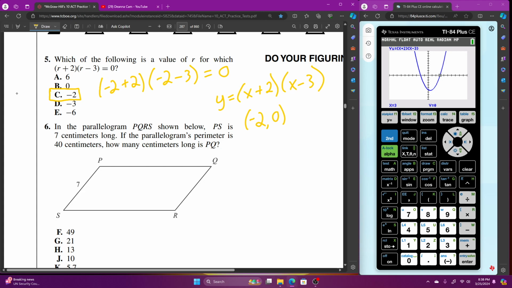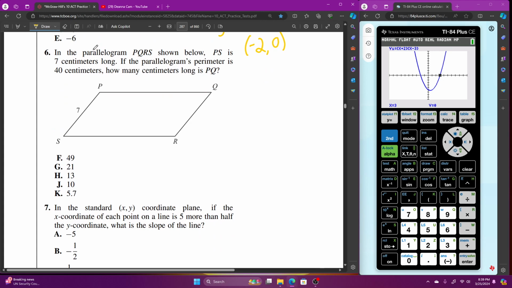So if you're trying to solve it the algebra way and plug in and you just get nervous while you're testing and you're not sure what to put in, go ahead and use your graphing calculator. Everyone taking the test on our ACT school day at our school will have access to a graphing calculator.